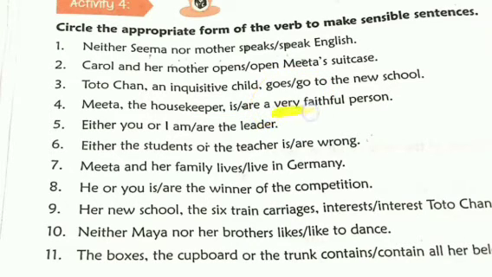So here which is the singular verb? The verb which contains s or es. Okay, so which is that? Goes. Okay, so goes is the singular verb. So what do you have to circle? You have to circle the goes. Okay, so student, likewise you have to complete all this activity. Okay, now let's go to the next activity.